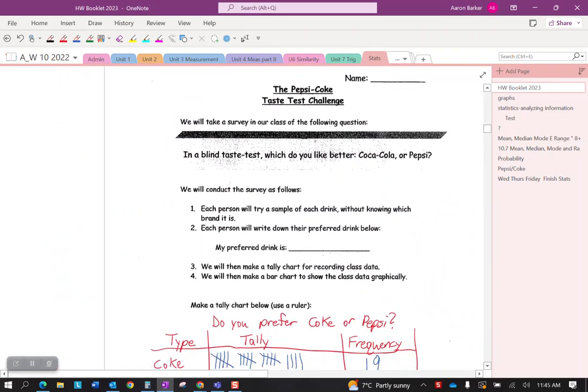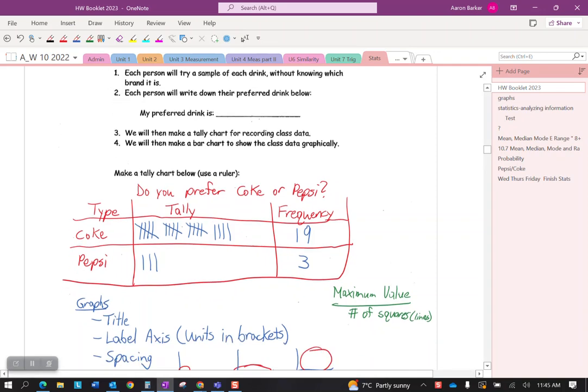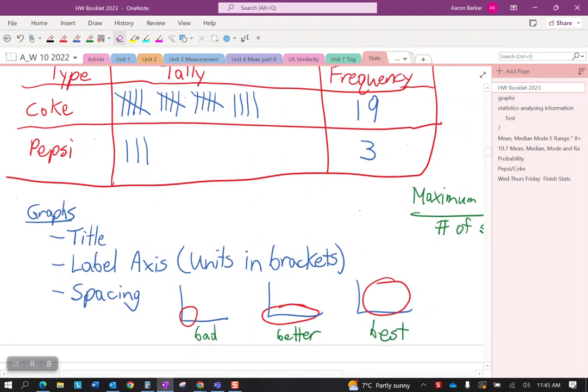We looked at the Coke Pepsi challenge. We did a tally chart, which we made up, on whether we prefer Coke or Pepsi. We did our survey, and then we wrote our frequency. The big thing was, number one, you didn't want to have all your graph in one little corner of the grid. That was bad. A little bit better, but you want to occupy most of the grid.